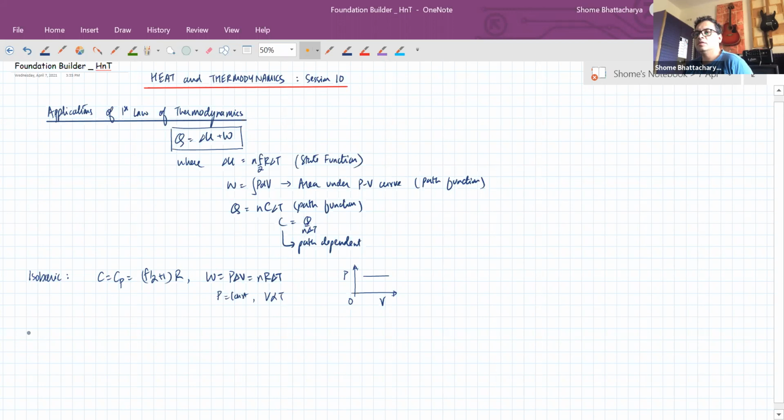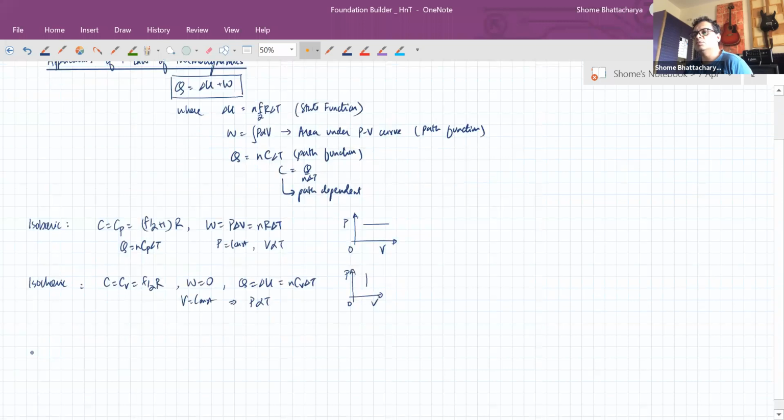Then next, when we saw the isochoric process, we saw that the molar specific heat capacity here is Cv, given by the formula f/2 R. Work done is zero, and Q is equal to delta U is equal to nCv delta T. And this looks like a vertical line on the PV space. Volume is constant, so pressure is proportional to temperature.